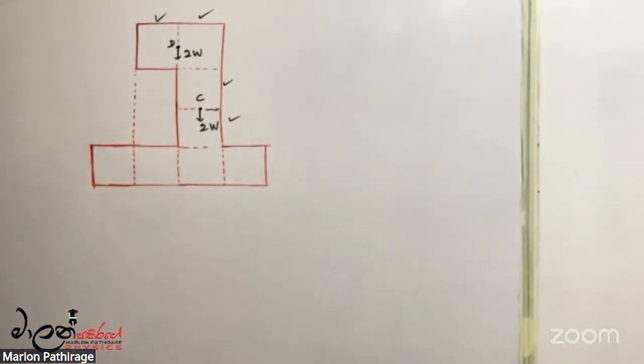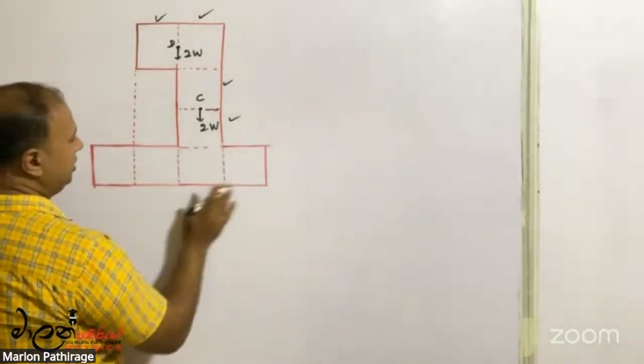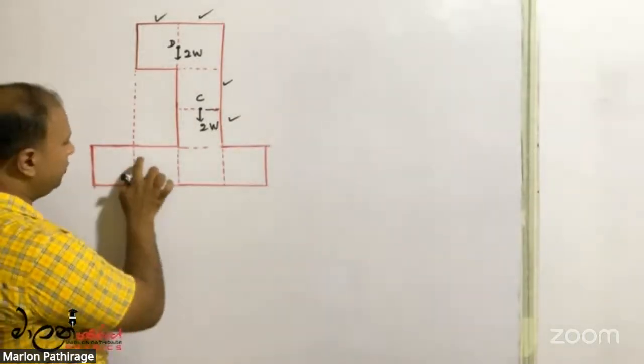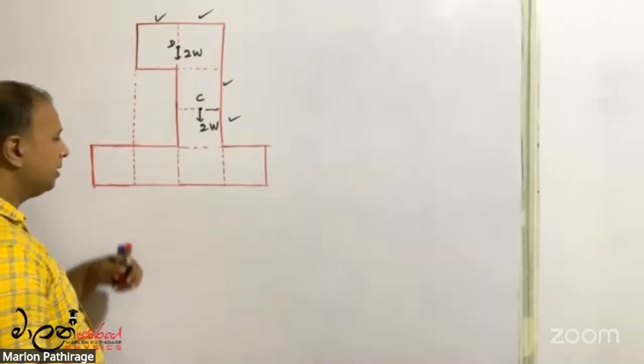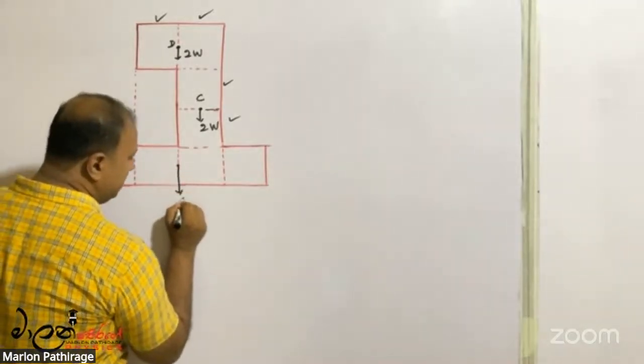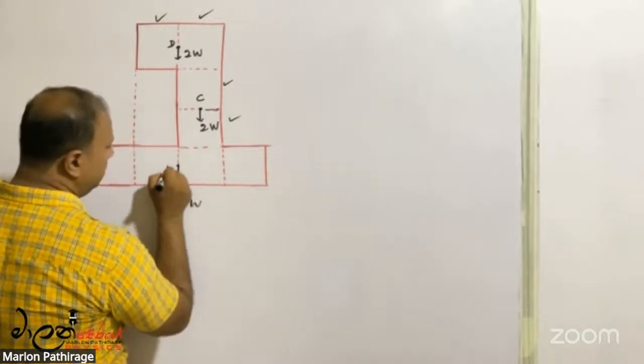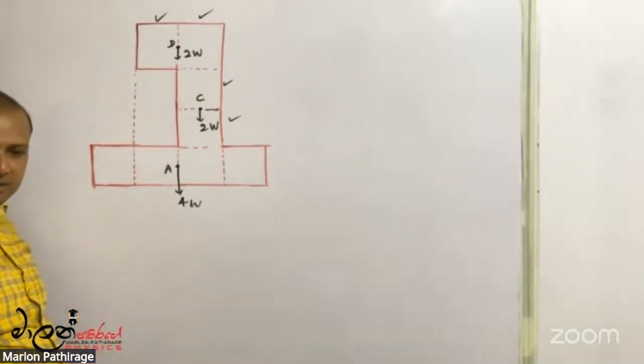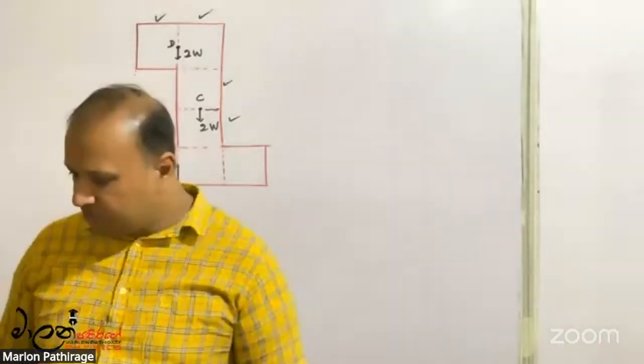Next, I can consider the entire object here. 1, 2, 3, 4, four W's here. Therefore, it should be located at point A. This is 4W. Is that clear? If it is clear, please raise your hand.